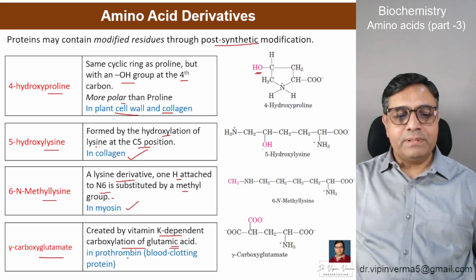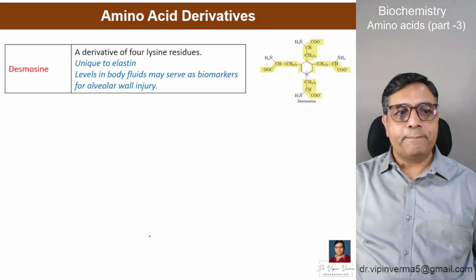And one of the examples is in prothrombin, which are the blood clotting proteins. So you will find this gamma carboxyglutamate in blood clotting proteins. Okay. Desmosine is again a derivative of lysine, and here 4 lysine residues are involved. So you can see here 1, 2, 3, and 4 lysine residues are involved.